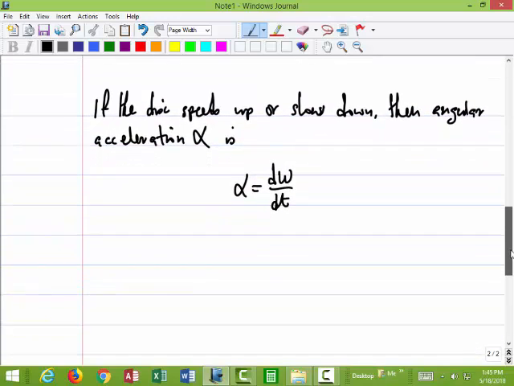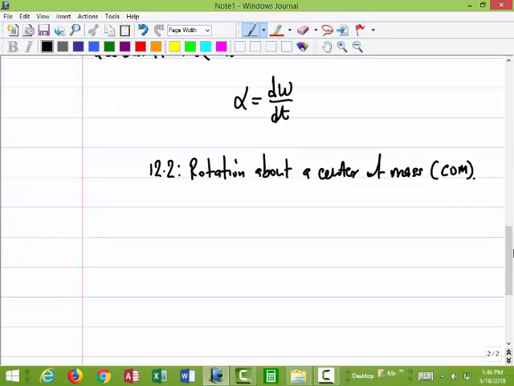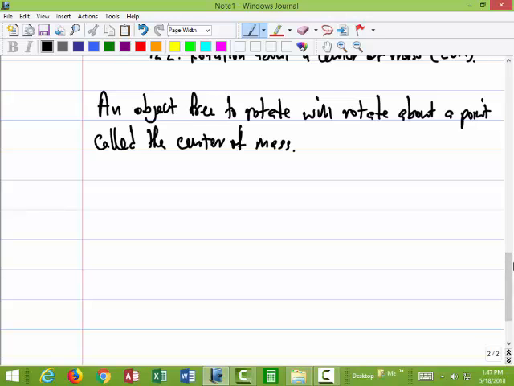So let's look next at the rotation about a center of mass. When an object rotates freely, it rotates about a point called the center of mass. We can find the center of mass of a rigid body by first putting the rigid body in a Cartesian coordinate system, and then we shall identify points in the rigid body as little point elements as follows.